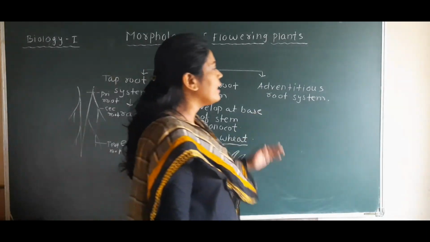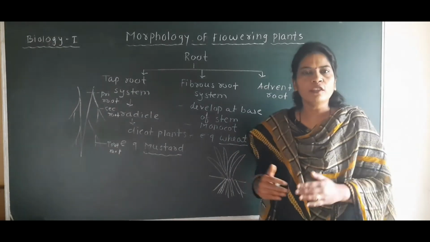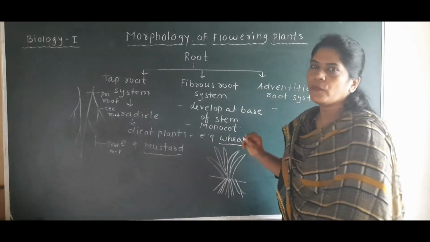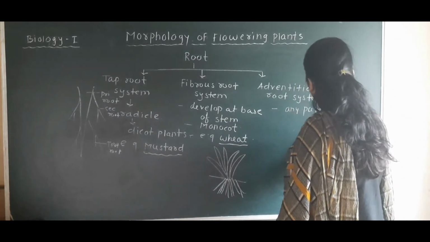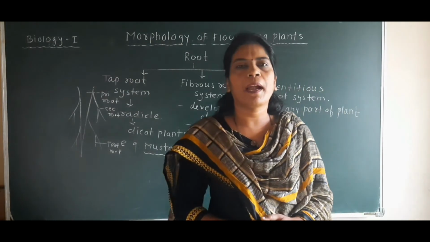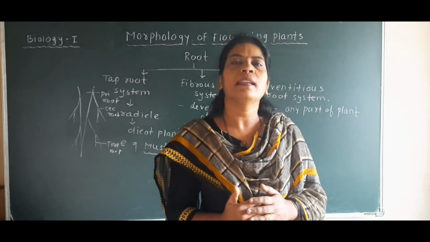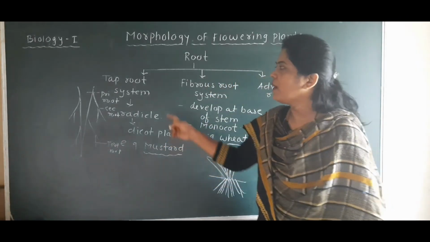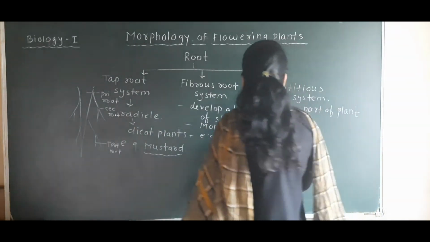And the last category of the root system is called the adventitious root system. These roots also do not develop from the radical, but they develop from any part of the plant. What is meant by any part of the plant? That means these roots may develop from the node of the plant or from the base of the stem, but they do not develop from the radical like the taproot system. And here there are three examples given.